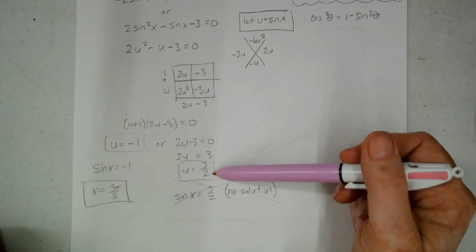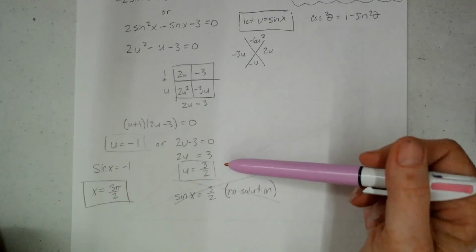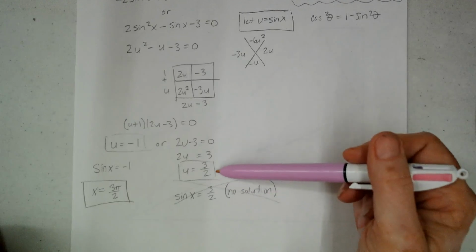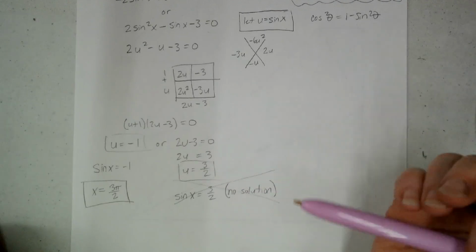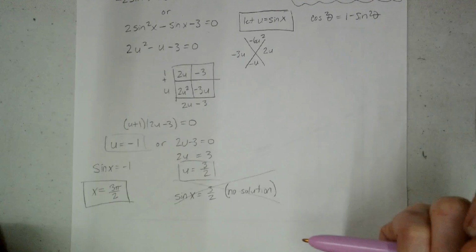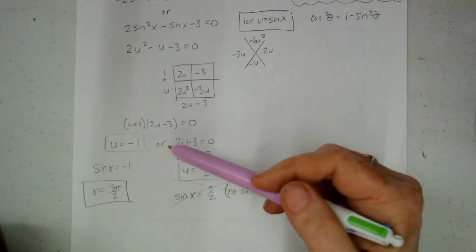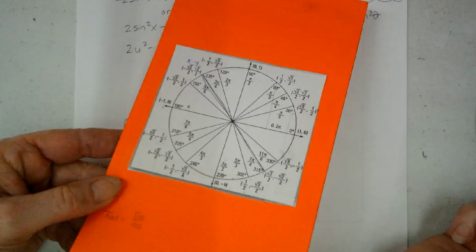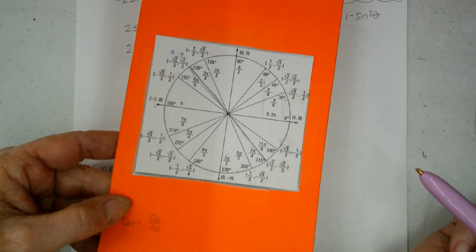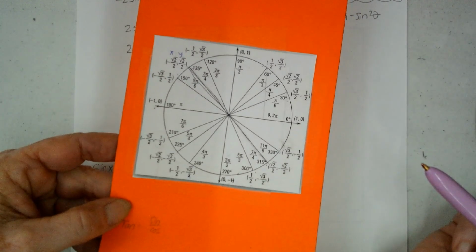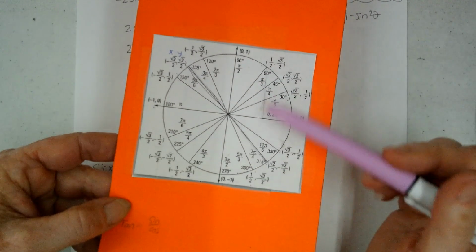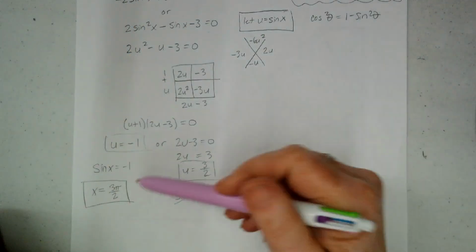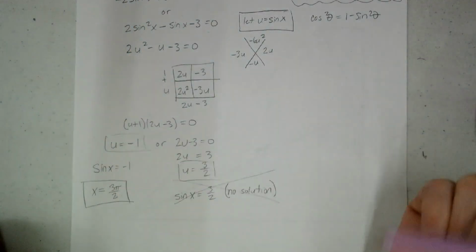And then here we have u is 3/2. Well, I didn't even bother with that one, because if I put in sine x equals 3/2, is there anywhere on the unit circle where the sine is going to be 3/2? The biggest sine can get is 1, or it's in between 1 and -1. So this one is just no solution, and here's our solution.